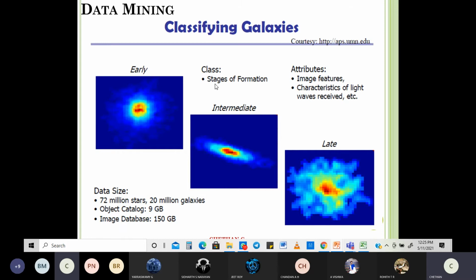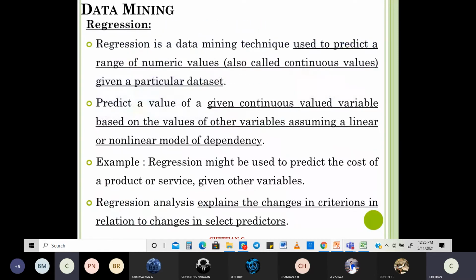And what is the classification? The stages of formation. What are the attributes based on which it is done? It is done based on the image features, the characteristics of the light waves, etc. Light waves are not a measure of how much light there is; they are a measure of distance. Probably you would have known that. So that's with regard to classification.